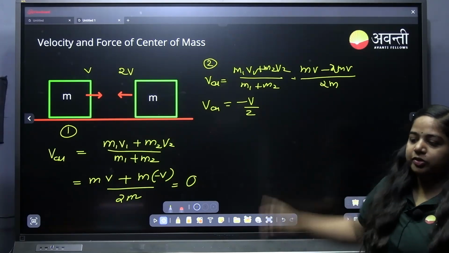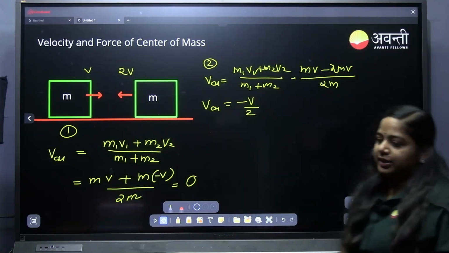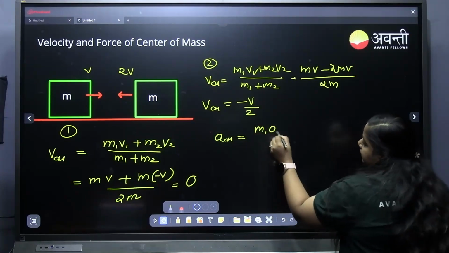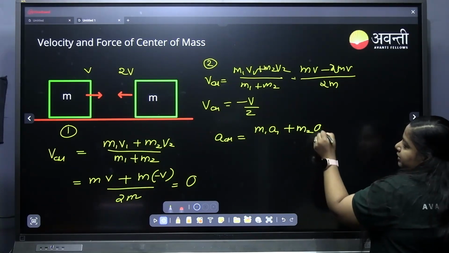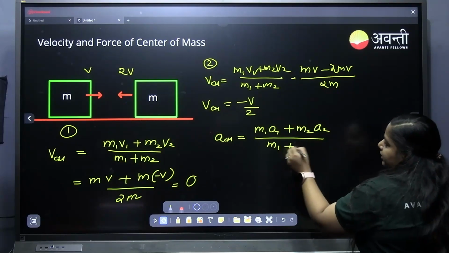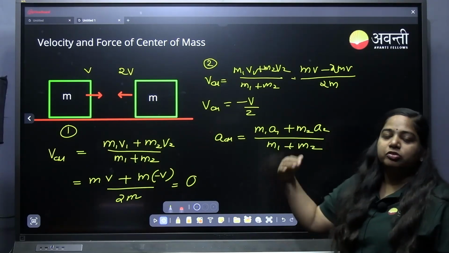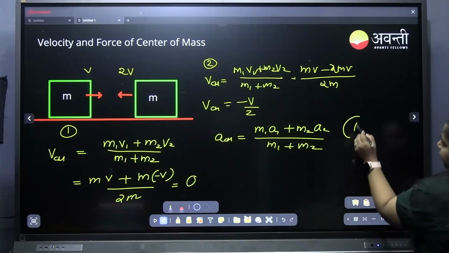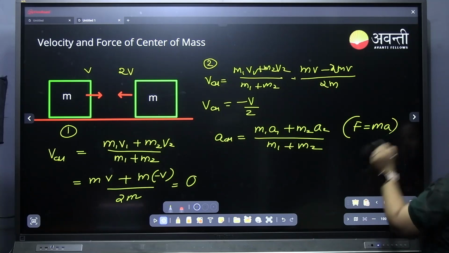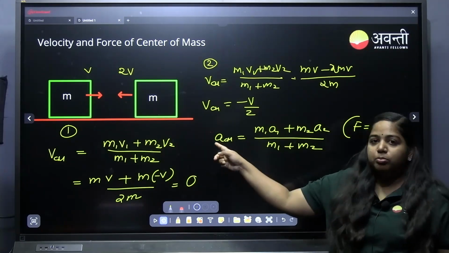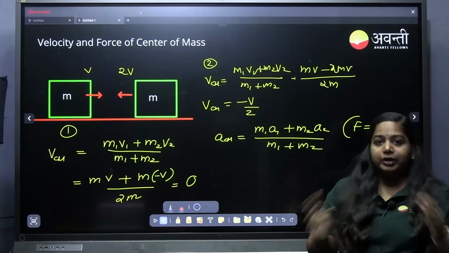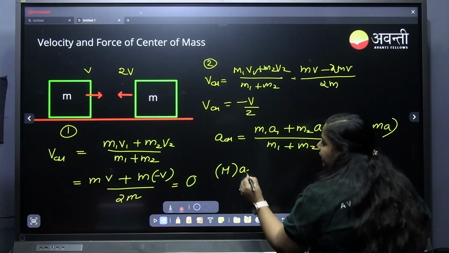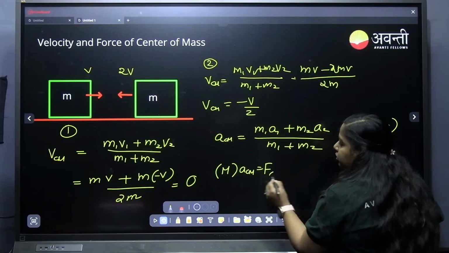I hope everybody understood. Similarly, acceleration also you can find. Acceleration of center of mass will be m1 acceleration of 1 plus m2 acceleration of 2 divided by m1 plus m2. Once you find acceleration, you can find force, because from yesterday's chapter, force is equal to ma. Since the center of mass acts as a point of total mass, we will have total mass M into a CM. That will be the force on center of mass.